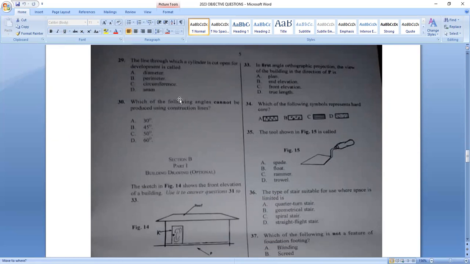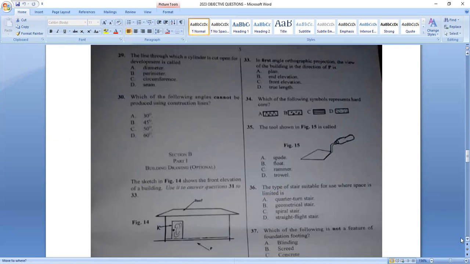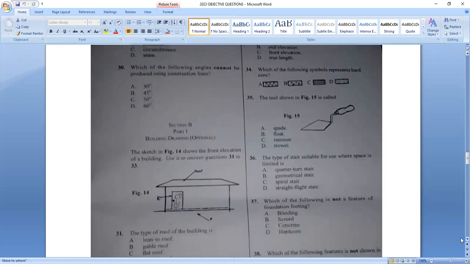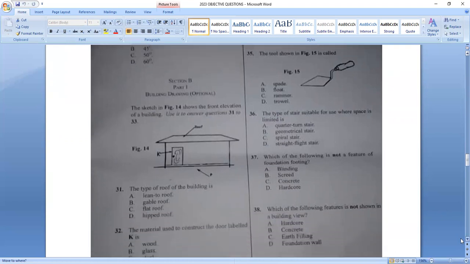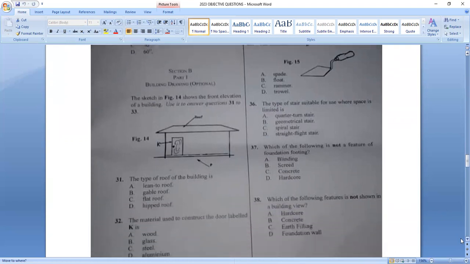Then question 30, which of the following angles cannot be produced using construction line? That is option C, that is angle 50 degree. Okay, I've answered question 1 to 30 on general questions. Then we move to the building drawing, which is an optional question.